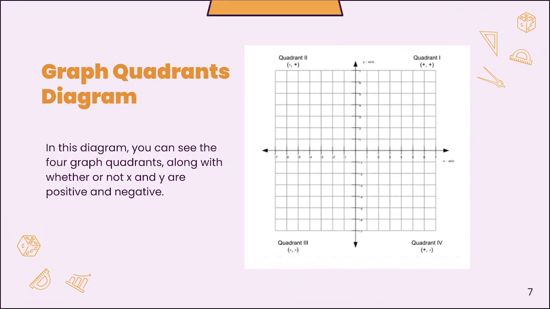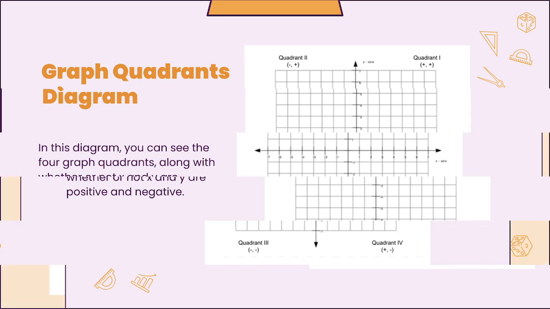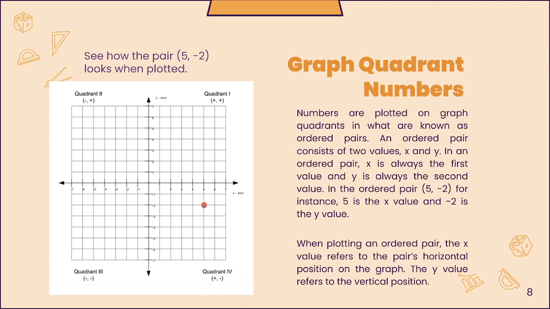So, the graph quadrants diagram. So that we can better understand where quadrant 1, quadrant 2, quadrant 3 and quadrant 4 are. In this diagram, you can see the four graph quadrants along with whether x and y are positive or negative. We can see that quadrant 1 is at the top right corner, which is both positive, and quadrant 2 is at the top left corner, which is negative and positive, and quadrant 3 is at the bottom left corner, which is both negative, and quadrant 4 is at the bottom right corner, which is positive and negative.